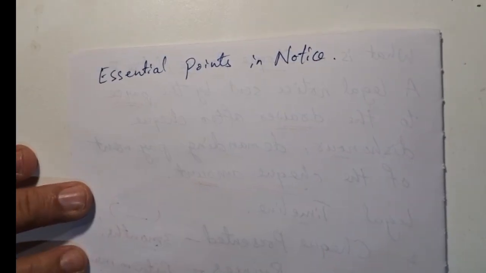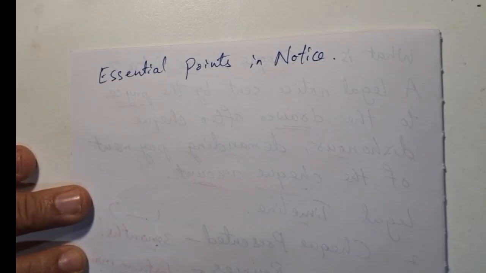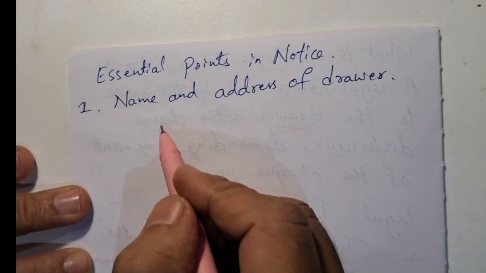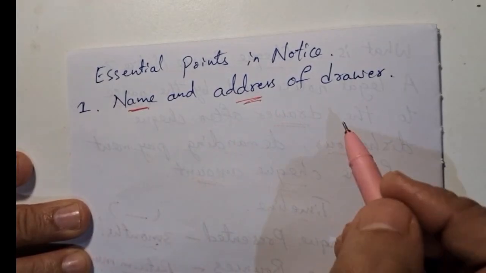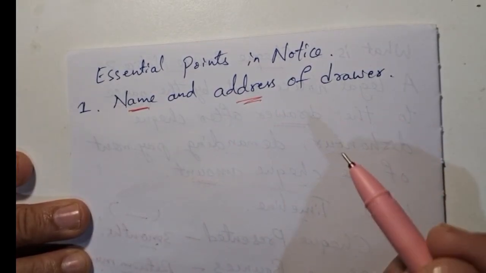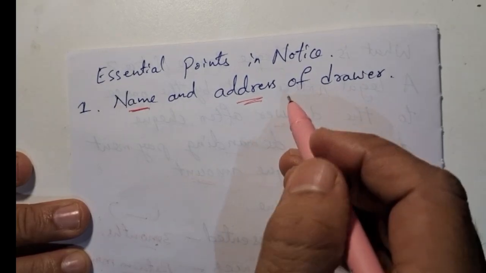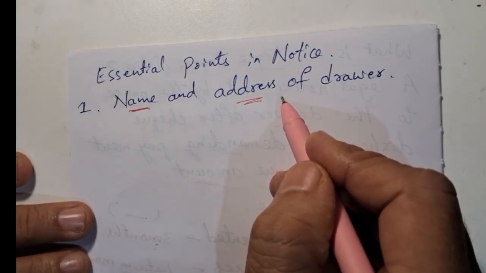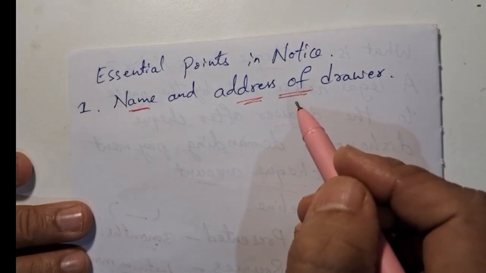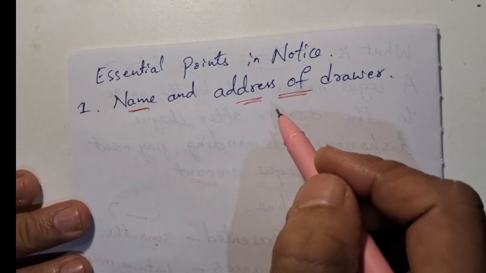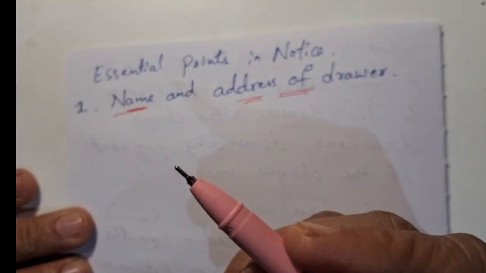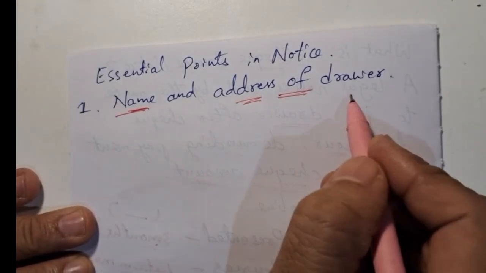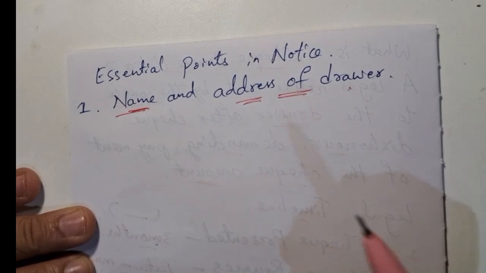Friends, now we are going to see the essential points in the legal notice which you are going to send to the drawer. The first essential point in your legal notice is to write the name and the address of the drawer clearly. This is a very important step which you are going to produce in court. If the notice is not sent to the correct address, then we are going to miss a crucial step and the case is not going to stand in court. So make sure the name of the drawer who gave you the check and the address of the drawer are correctly mentioned in the legal notice.